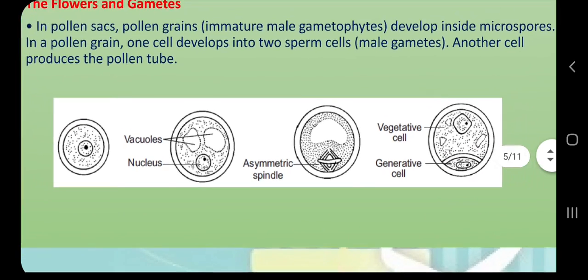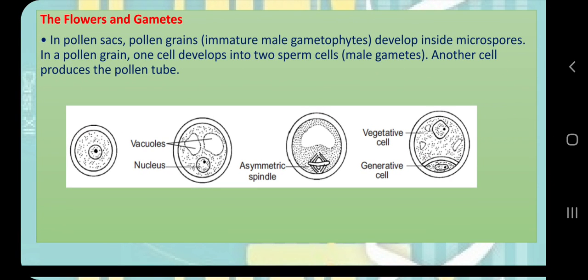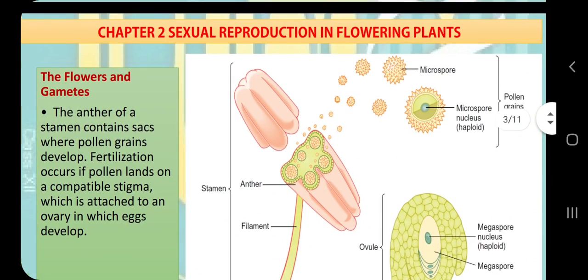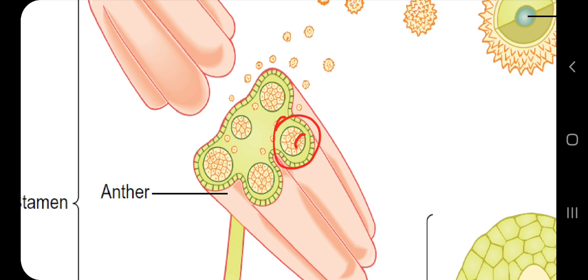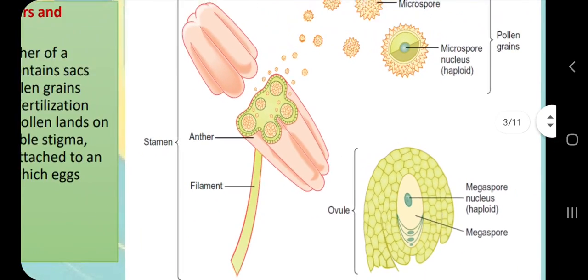So this is about the transformation of microspore into pollen grain, where within these chambers this process is happening. These cells are transforming. First these diploid cells, which are microspore mother cells, will transform into microspores by meiosis, and after that those microspores will transform into pollen grains.